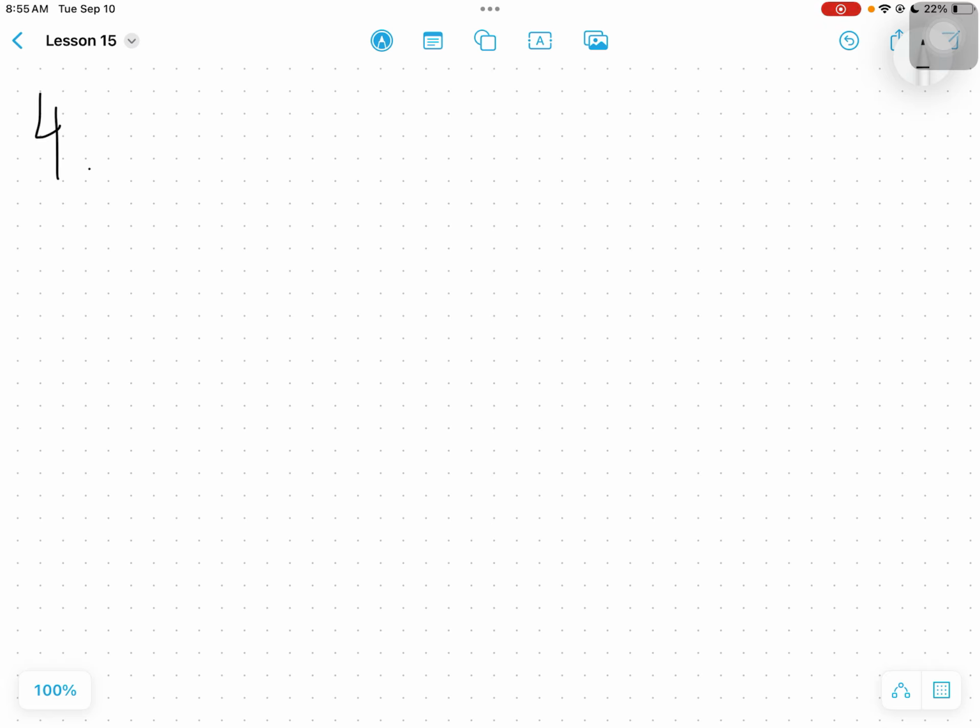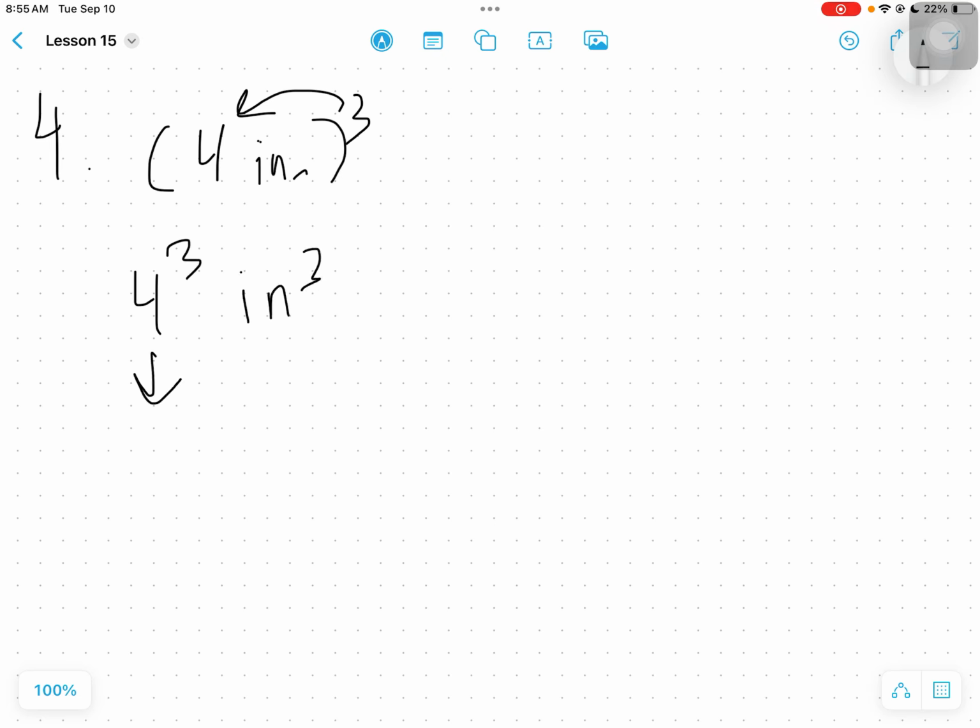Number 4. Simplify 4 inches cubed. Take it to the third power. So we're going to distribute here. So it's going to be 4 to the power 3 and inches cubed. So the inches takes care of itself. But then for the 4, we have 3 4s. So it's 1, 2, 3. And that's what you're going to have to simplify.